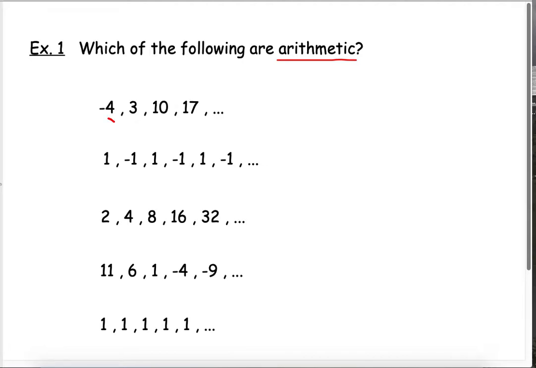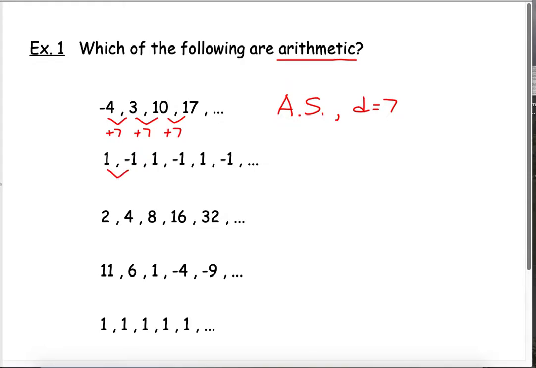Okay, so let's look. To get from -4 to 3, what did we do? Well, we have to add 7. How about to get from 3 to 10? Oh yeah, we add 7. And 10 to 17? We add 7. So this is an arithmetic sequence, and the common difference is a positive 7. Alright, how about the next one?